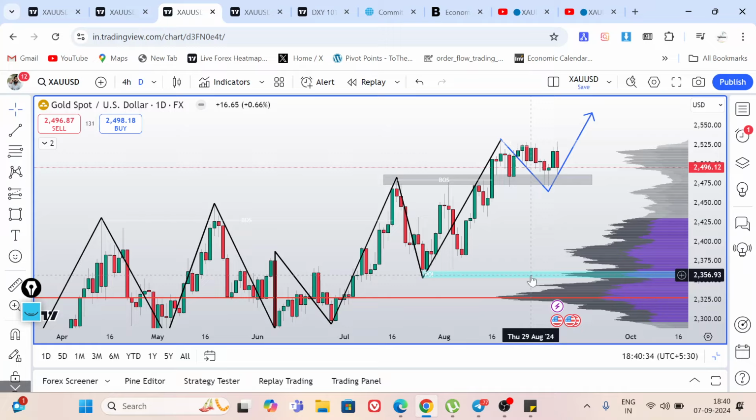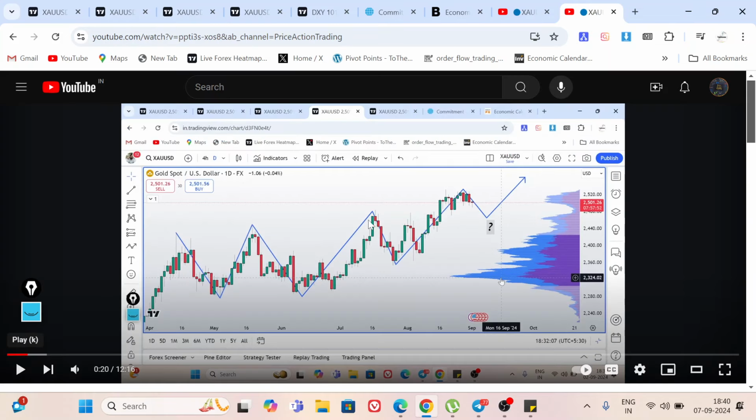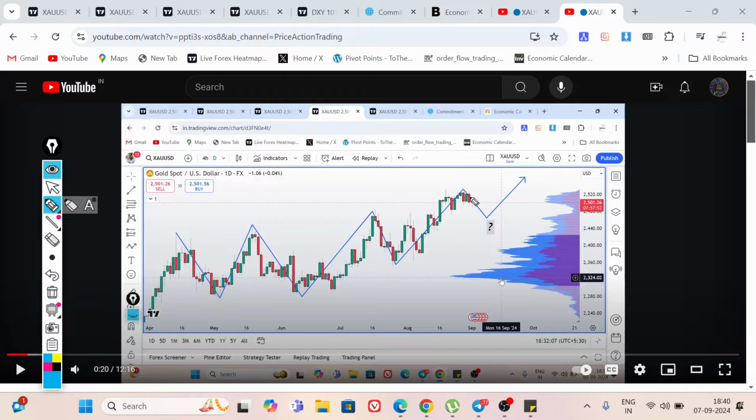We will start with the daily chart first, and if you remember the previous video, let me show you the screenshot of that video. This was the previous week's analysis video, and we predicted that price could move down like this. The previous week, during the prediction, it closed around 2501, and after that we expected it might go down like this, and then move to the higher side like this.